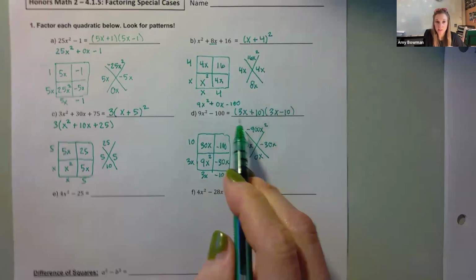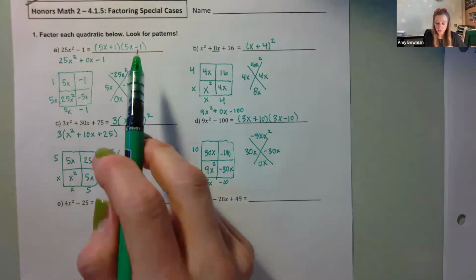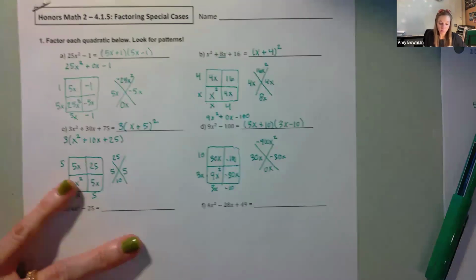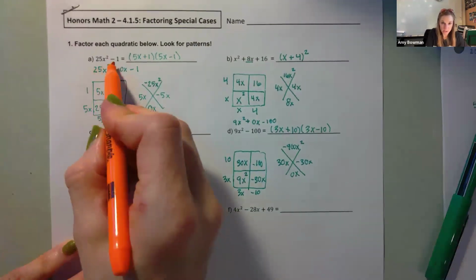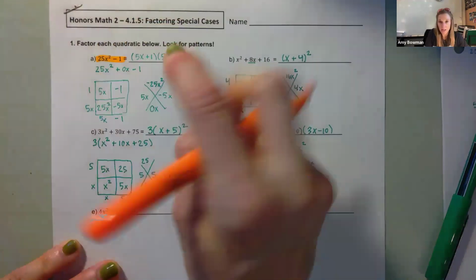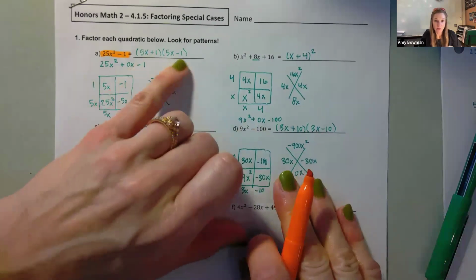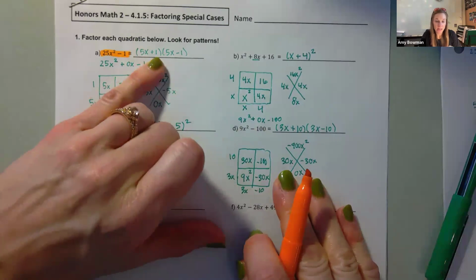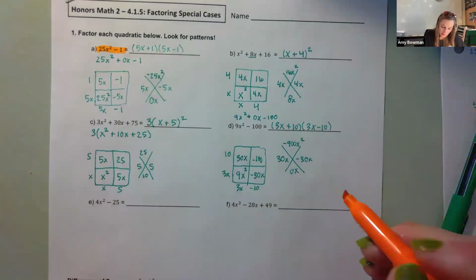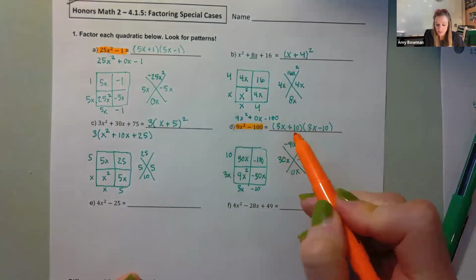This is very similar to the answer we got in part A, which was 5x plus 1 and 5x minus 1. So the two patterns I'm hoping that you are picking up on are these situations where we have only two terms, where we're missing the x term, and the factorization ends up being almost the same factor, 5x plus 1 and 5x minus 1. So the only change is that sign switches. The 5x and the 1 are the same. We saw that again down here in part D, 3x plus 10, 3x minus 10.